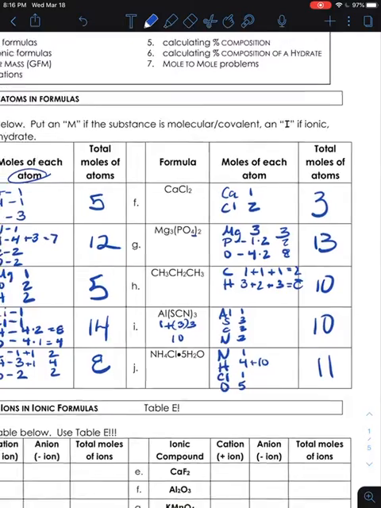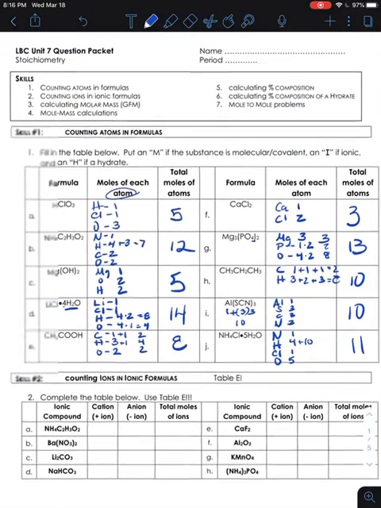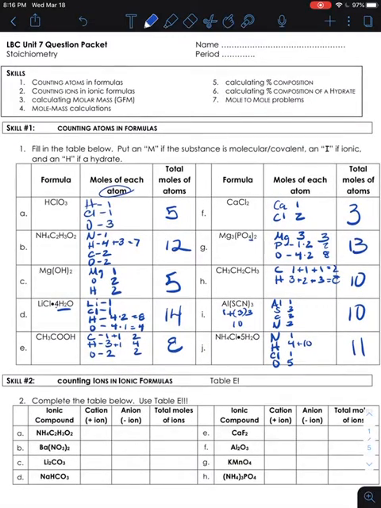Okay. So the instructions also ask you to put an M if the substance is molecular or covalent, an I if it's ionic, and H if it's a hydrate. So let's take a look. That's a chlorate ion, so we could call that ionic. This one is 2 polyatomic ions, therefore ionic. This is matched with an OH, which is a hydroxide, ionic.